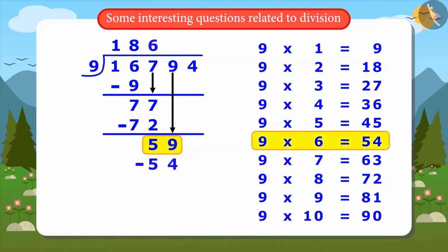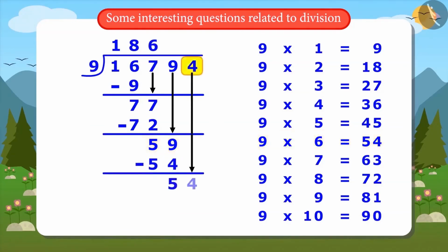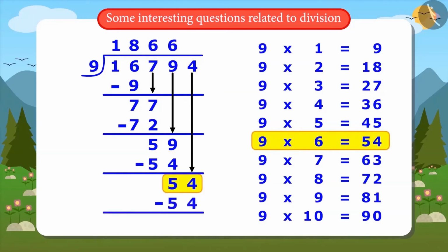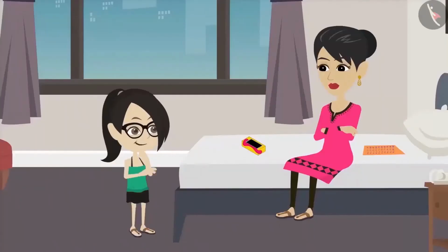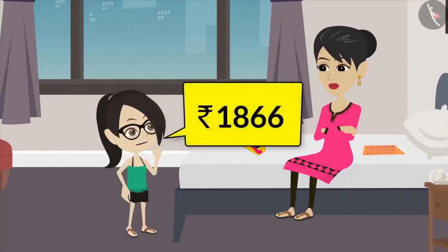9 sixes are 54. 54 was deducted from 59 and the remaining is 5. Let us also write down 4. Now the number is 54. 9 sixes are 54. If we deduct 54 from 54, the remainder is 0. Now the whole number is divided and the answer came 1,866. Mother, this means you have to pay 1,866 rupees for 9 months.